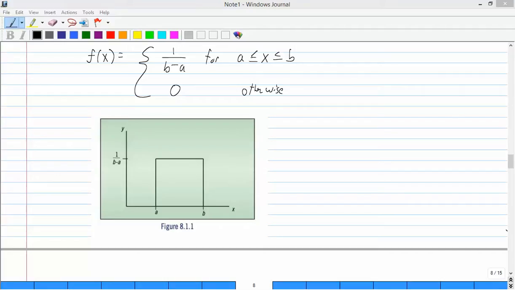The formula for the mean is very easy. It's just equal to whatever your boundaries are, a plus b, divided by 2.